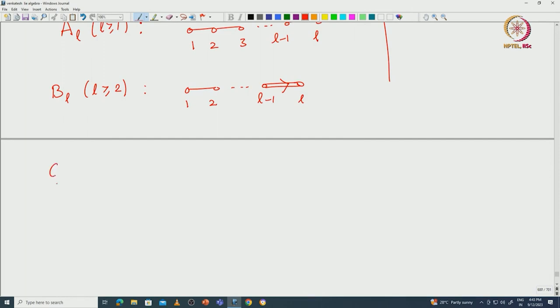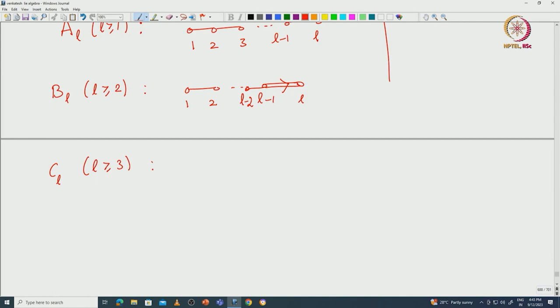And there is something called CL. So again, I will put one arrow here, this is L minus 2, up to this 1 to L minus 1. They are all having the same length, and L minus 1 and L have different lengths. For CL, you assume L is greater than or equal to 3.